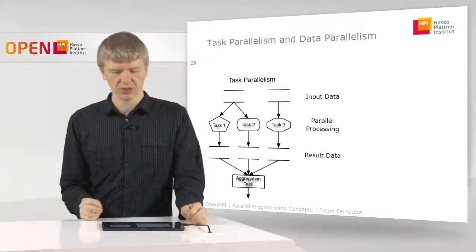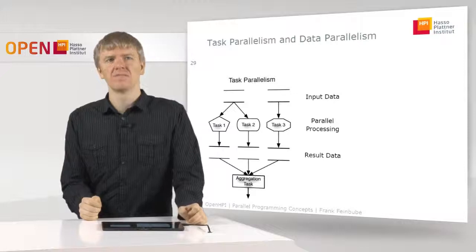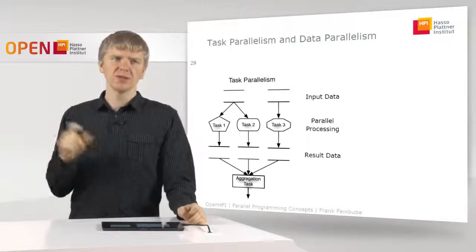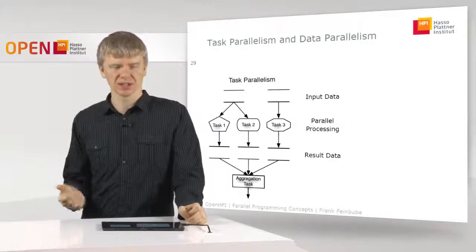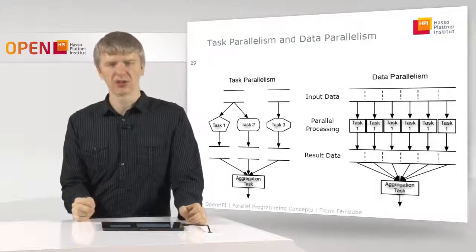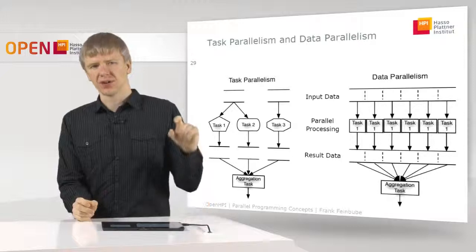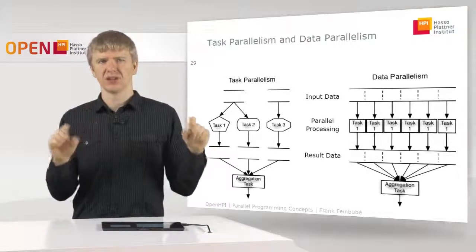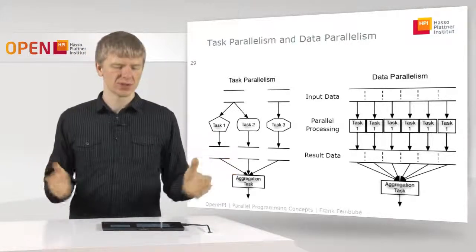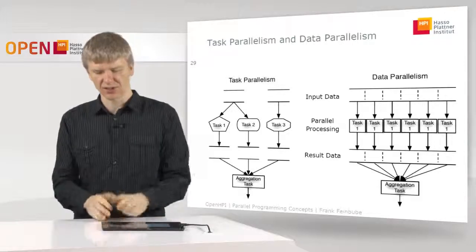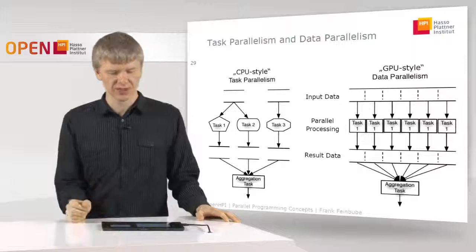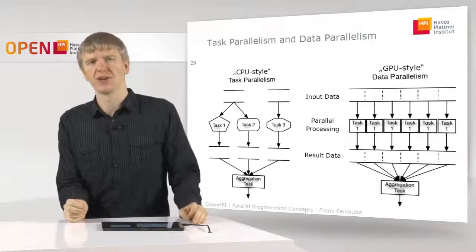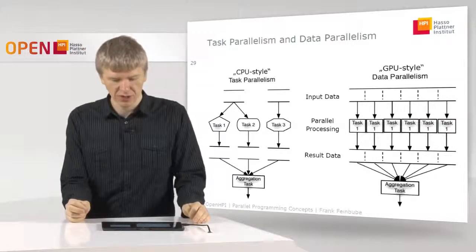One difference we were already talking about. While CPUs can run different tasks that do different things, GPUs are only good at running a particular task on a multitude of data. So the same task again and again on a very large variety of data. On the left-hand side, CPU-style task parallelism. On the right-hand side, GPU-style data parallelism.